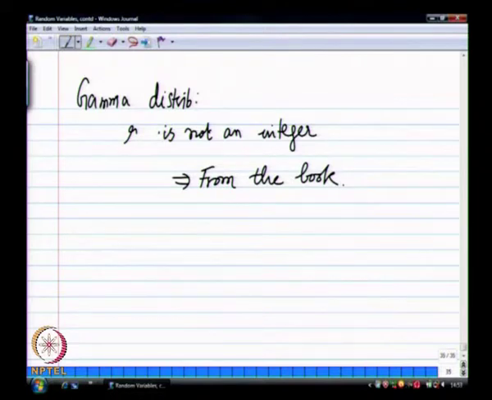I will let you take a look at the book. And then one more, the normal distribution, which I am also going to let you look at in the book.